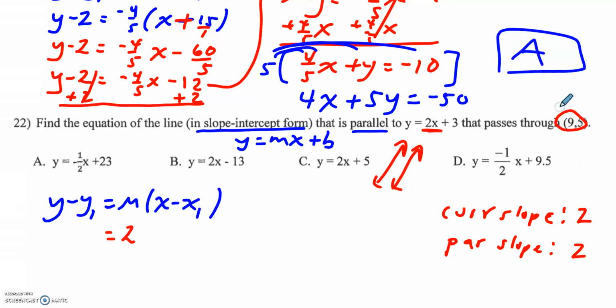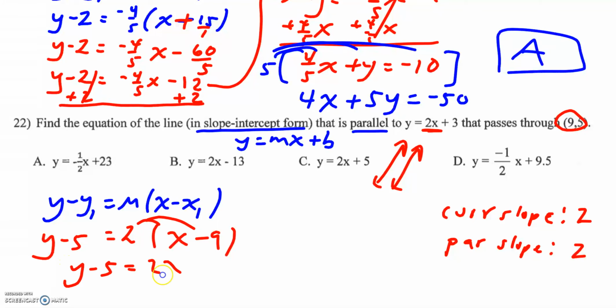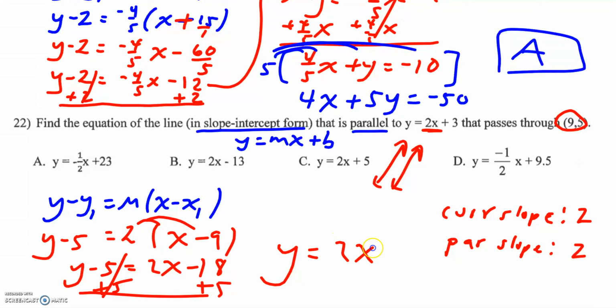It has to pass through (9, 5). So I would have y minus 5 equals 2 times (x minus 9). If I want it in y equals mx plus b, I have to distribute and keep simplifying. Y minus 5 equals 2x minus 18. Add the 5. So my final answer is y equals 2x minus 13, which is B.